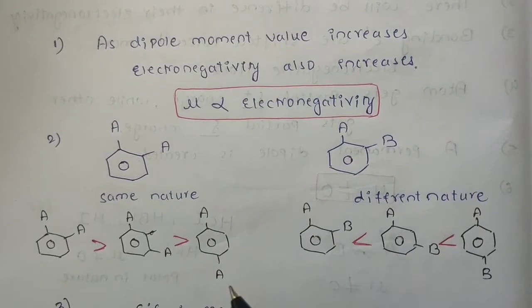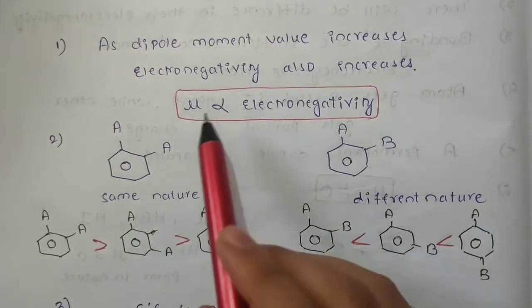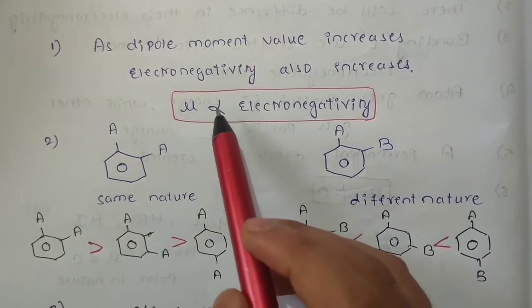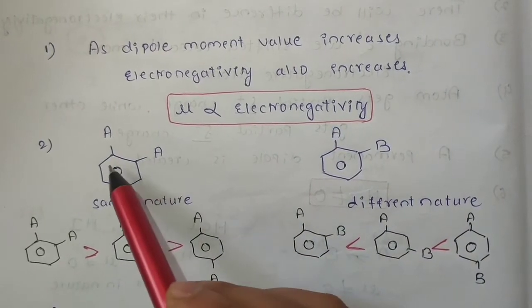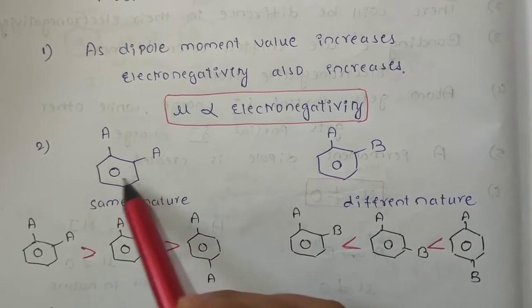Some more general rules on dipole moment. As the dipole moment value increases, the electronegativity also increases. I mean dipole moment is directly proportional to electronegativity. And the second one: here you see the condition of this benzene ring, where A and A are the same nature of atoms.